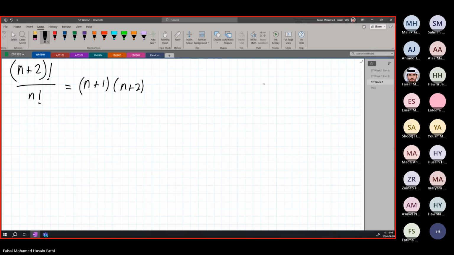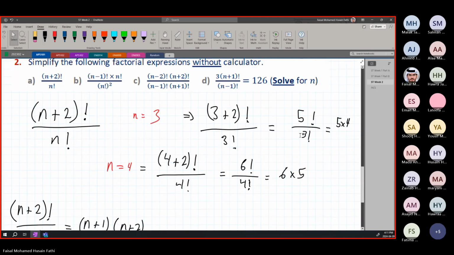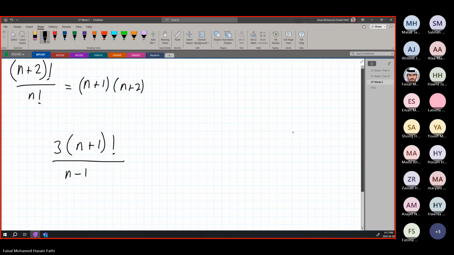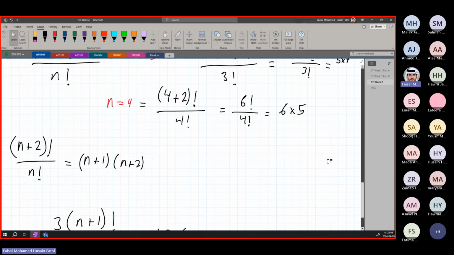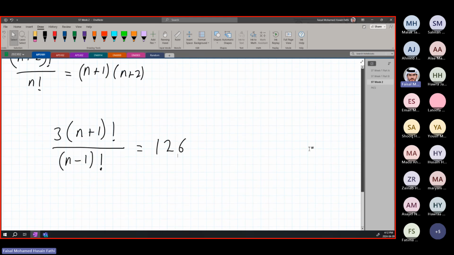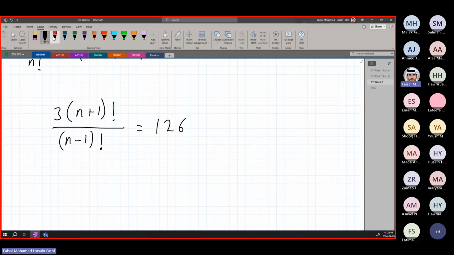3 times n plus 1 factorial over n minus 1 factorial is equal to 126. Right? Yes. So again, let's just substitute a random value for n so we know how we can simplify this. All right? So first, let's just substitute a value for n equal to 3.